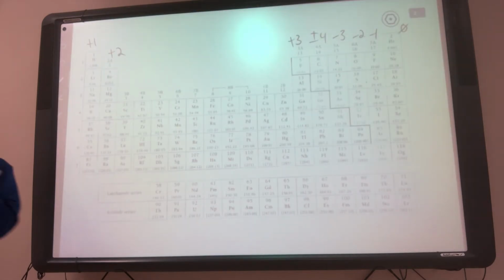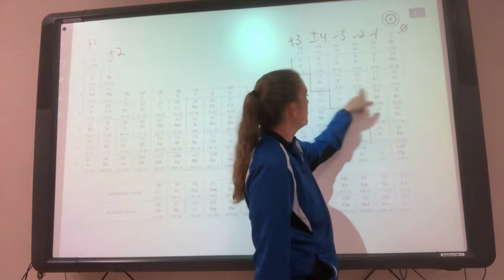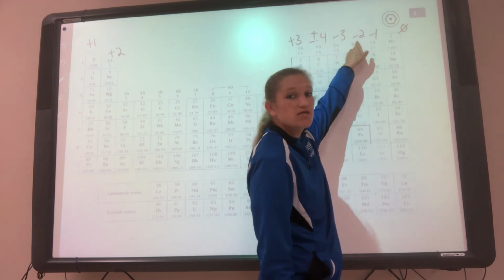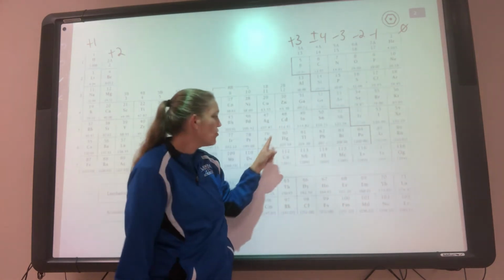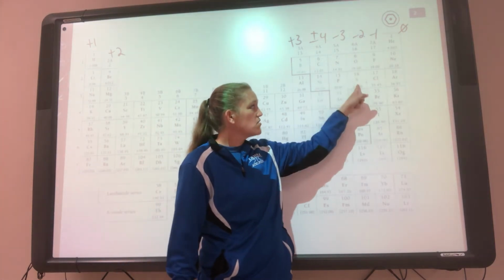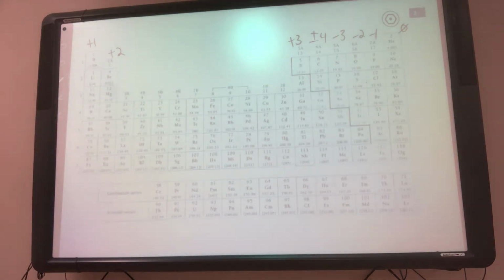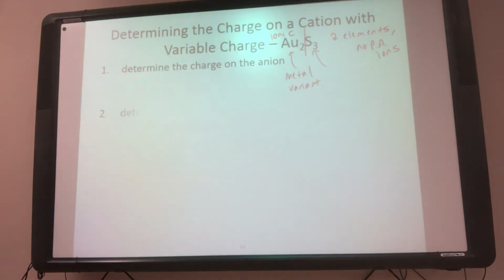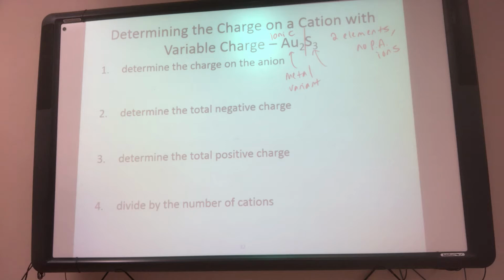All right, cool. So our S here, non-metal, and it's got a -2 charge. That's going to be important because to be able to figure out my metal, I have to know the non-metal. So sulfur, -2 charge. All right. Now I need to figure out what is the total negative charge, because I have 3 sulfurs. So there's 3 S's, 3 sulfurs because of the subscript. Each one of them is a -2. So I have a total of a -6.